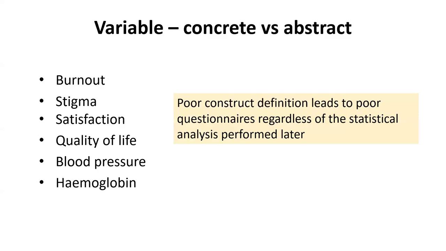So again, it's a very simple question. Of the six variables which are there, which do you think are latent constructs and which are concrete variables for which you can collect objective data? Can you all answer this question? Like, which of these are latent constructs? Burnout, stigma, satisfaction, quality of life. Right. So the first four are latent constructs, and blood pressure and hemoglobin you can measure. So they are concrete variables.